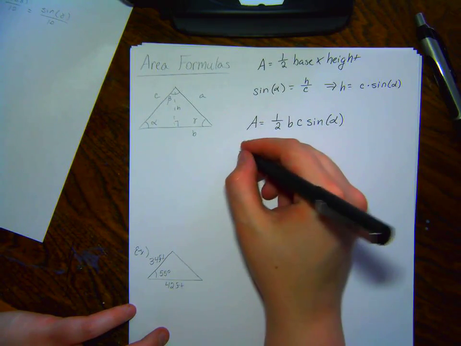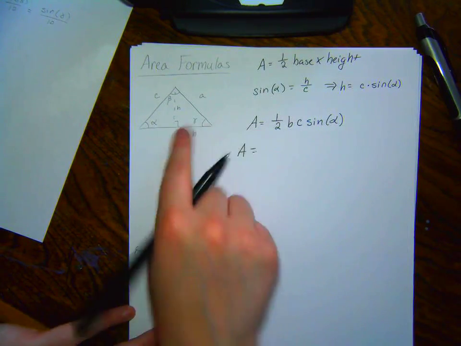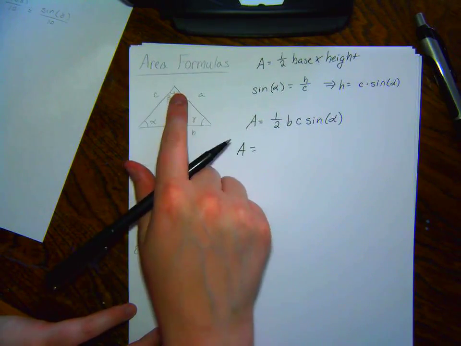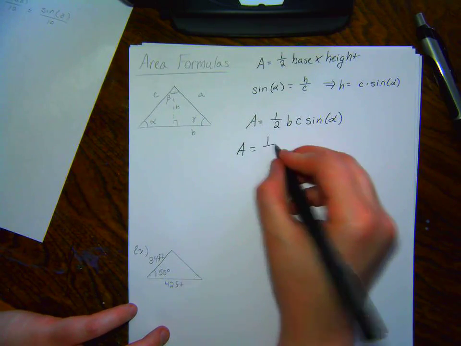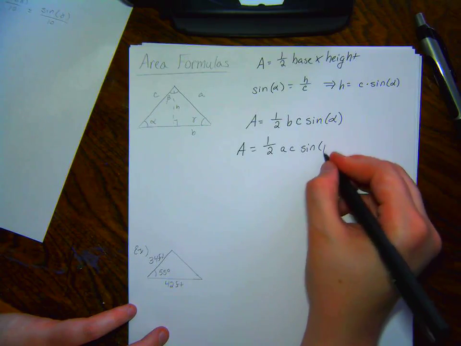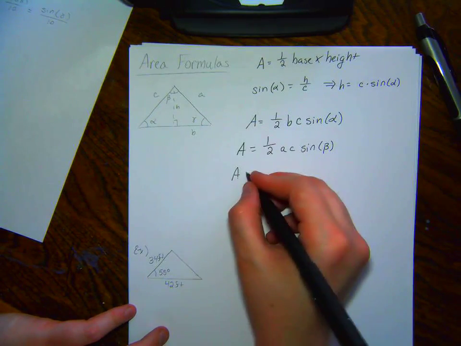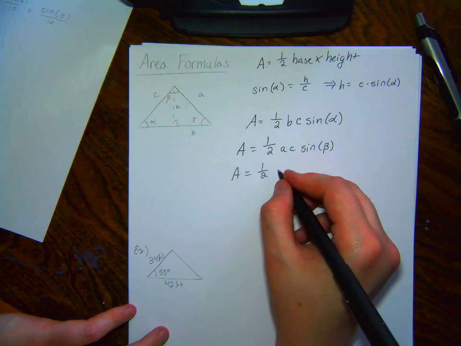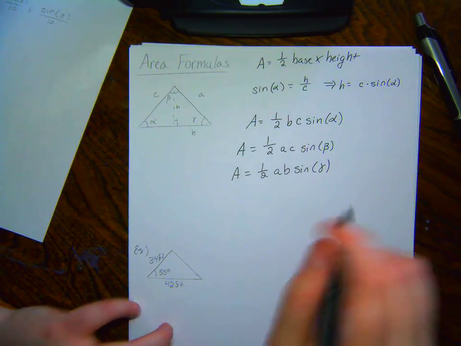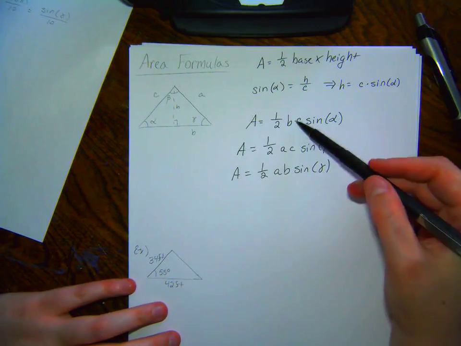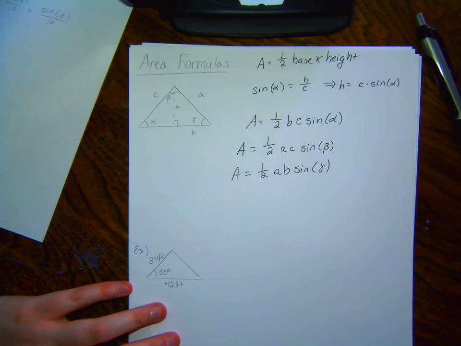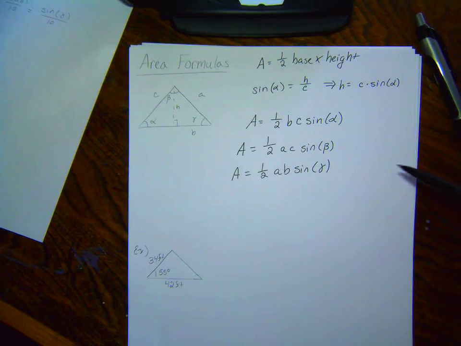Okay, not too bad. We can also rewrite this in other forms. So say I had decided to label this as beta, this as alpha, and that as gamma. Then I could have written this as 1/2 a c sine of beta, or 1/2 a b sine of gamma. So it really depends on what information you're given and how you label your triangle. All three of these formulas work the same way. We're just calling our sides and our angles by different names.